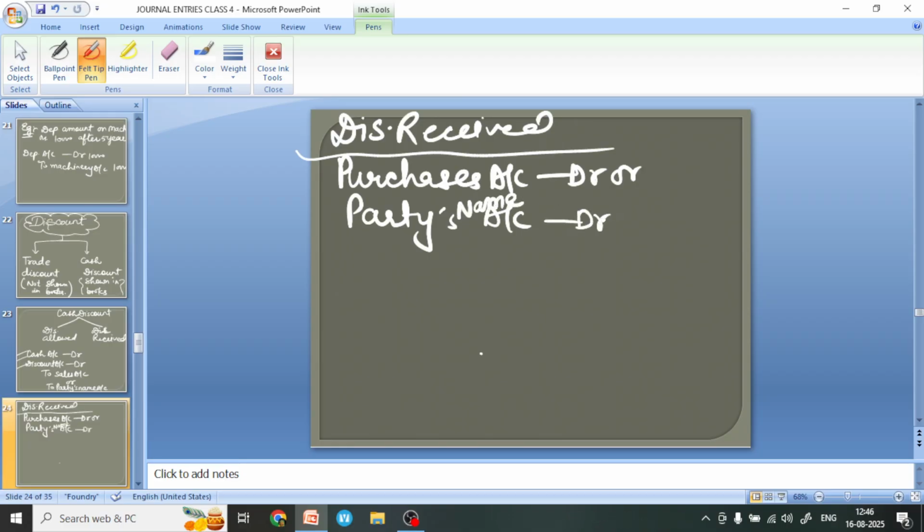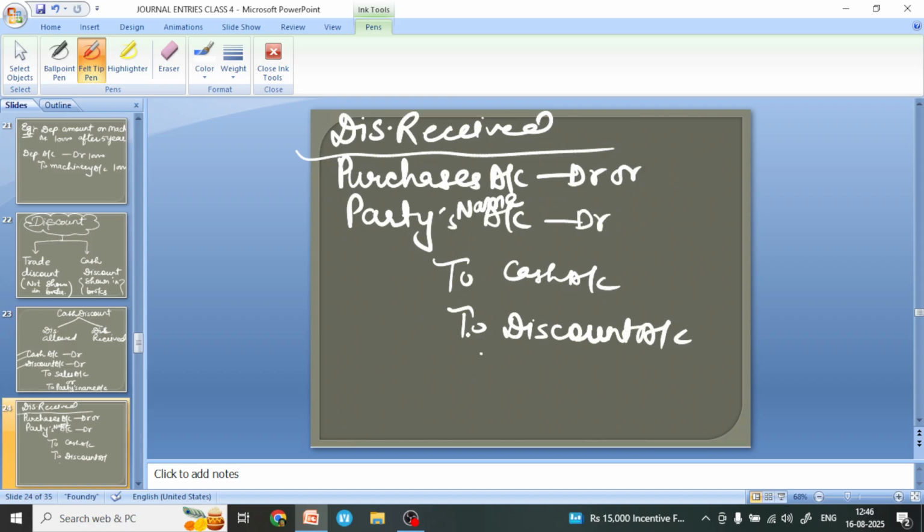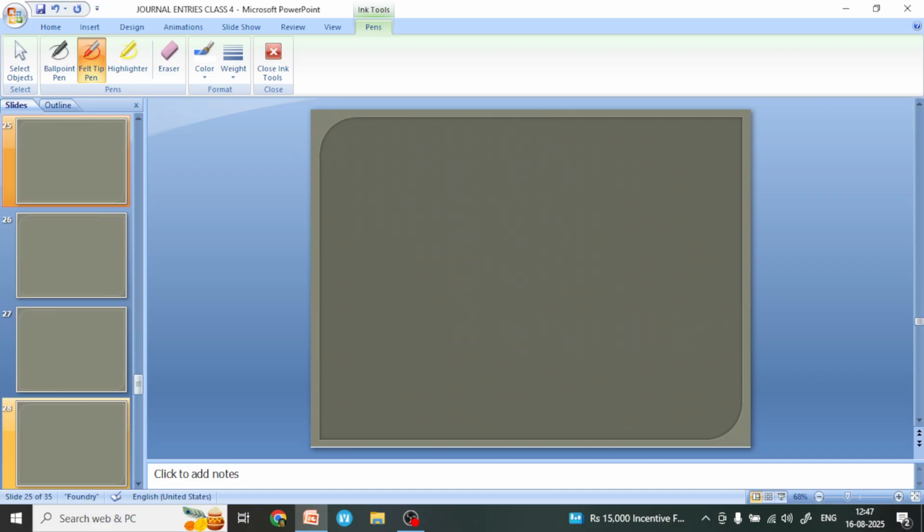Or you can say when you pay any amount to any person, then it will be party's name account debit to cash account, to discount account credit. This discount amount is received when goods are purchased and payment made and discount received. Now next point I will discuss trade discount.